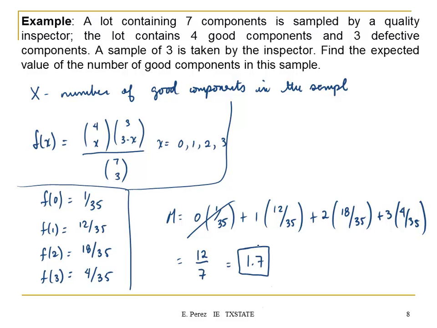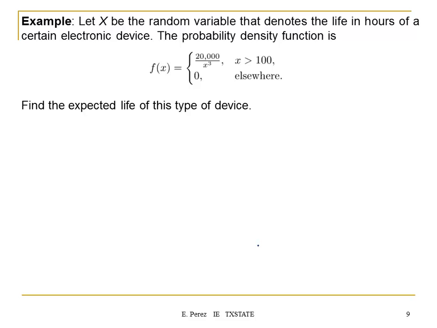Let's look at one problem in which you have to look at the continuous case. So again, this is discrete. Now let's look at the continuous case. Okay, so let x be the random variable that denotes the life in hours of a certain electronic device. The probability density function is given by f of x. So that's the density function for the life in hours for this device. And I want you to find the expected life of this device.